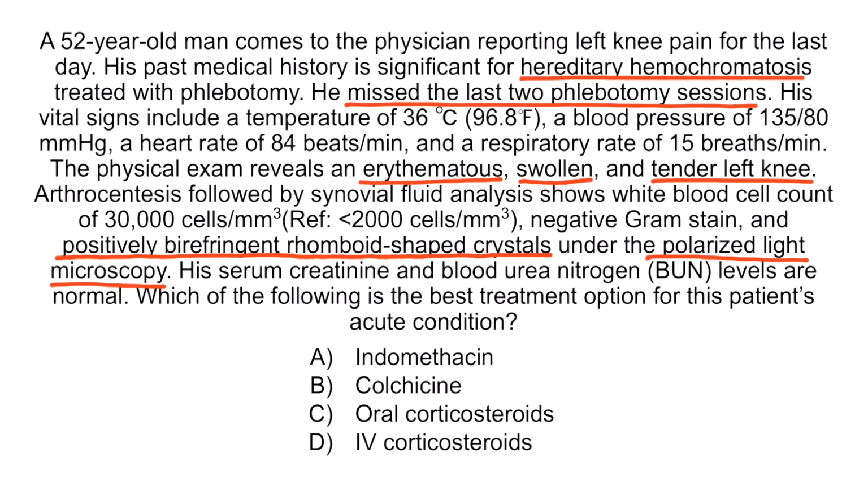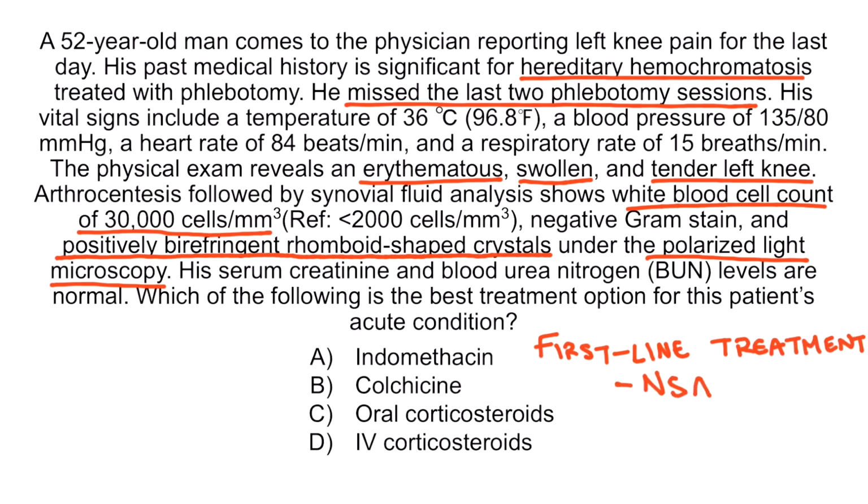Additionally, the negative gram stain and the white blood cell count of 30,000 in the synovial fluid indicate inflammatory rather than infectious etiology. Considering that his creatinine and blood urea nitrogen levels are normal, and he has no history of peptic ulcer disease, the first-line treatment option for pseudogout is a non-steroidal anti-inflammatory drug. Indomethacin is an NSAID, so the correct answer is A.